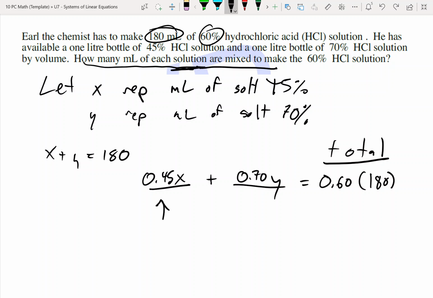You'll notice when we set these equations up, the units are always standard throughout. This was number times number, or percentage times amount, percentage times amount, percentage times amount. This was just amount, amount, amount. Okay, we have two equations. When you sub and solve to find the answer, and that's it.